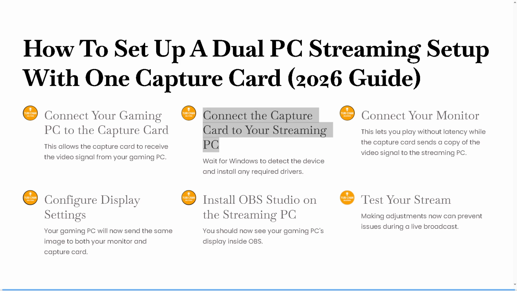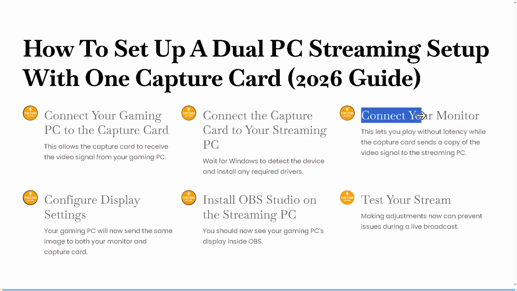Depending on your hardware, this may be a USB capture card. You can connect it via USB 3.0, or a PCIe capture card installed in the streaming PC, and wait for Windows to detect the device and install any required drivers.